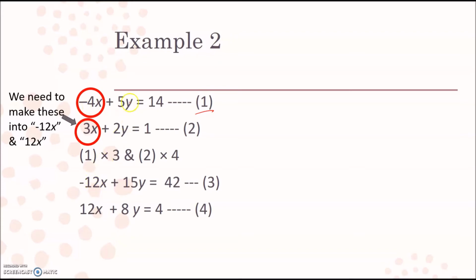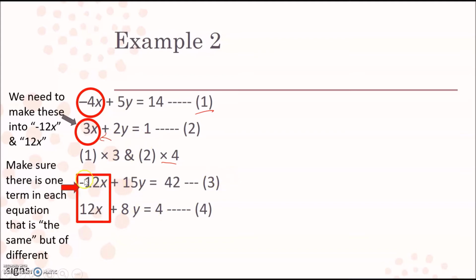Then this one here times 3, I get this. 5y, I times 3, I get 15y. 14 times 3, I get 42. For this one here, in order to get 12, I just have to multiply by 4, which is here. So I have 3x times 4 will get me 12x. 2y times 4 will give me 8y. 1 times 4 will be 4.